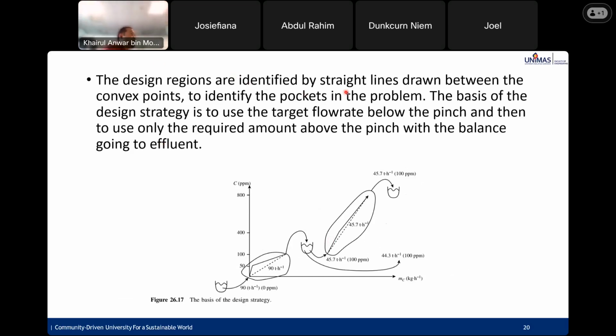The design regions are defined by a straight line drawn between the convex points. This is the straight line, the dotted line, to identify the pockets in the problem, the basis of the design. So for this case, we just saw the pockets for heat before. The pocket is for heat recovery. So this case is water. The basis of the design strategy is to use the target flow rate below the pinch, and then to use only the required amount above the pinch, with the balance going to effluent. So 44.3 goes straight to the effluent, 45.7 required after the pinch.